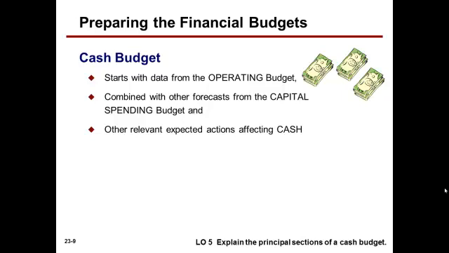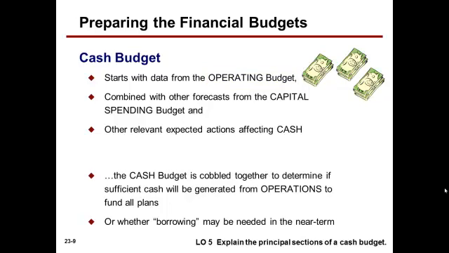Again, it all starts with data from the operating budget, combined with other forecasts such as capital spending budgets and other relevant expected actions affecting the cash balance. The cash budget is pieced together to determine if sufficient cash will be generated from operations to fund all plans, or whether borrowing may be needed.